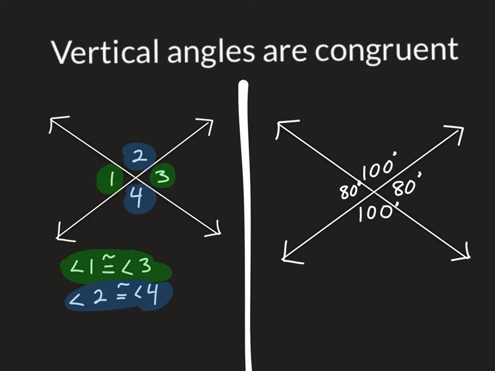Similarly, here's just an example with exact numbers. So here, 80 and 80 opposite each other are going to be the same, and 100 and 100 opposite each other are going to be the same as well. You might think of scissors as kind of an example. As you open and close scissors, the opposite angles are getting either bigger or smaller together.